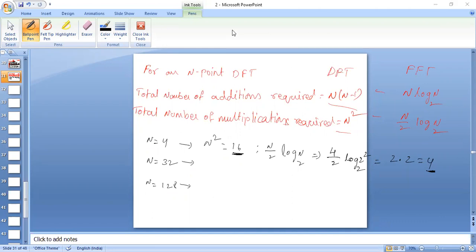Okay, so if we consider 32, then N square value would be 1024, and N by 2 log N to the base 2 value would be... See, here I'm considering multiplications. So we can consider it as N log N to the base 2 means 4 into 2, which would be 8.